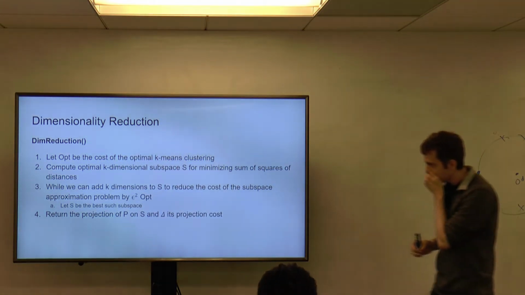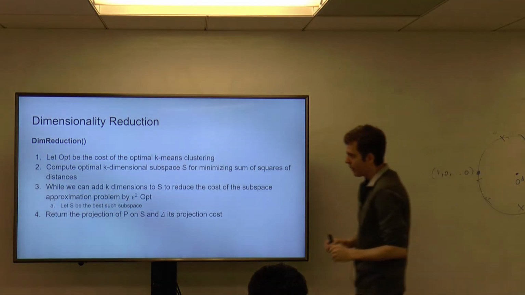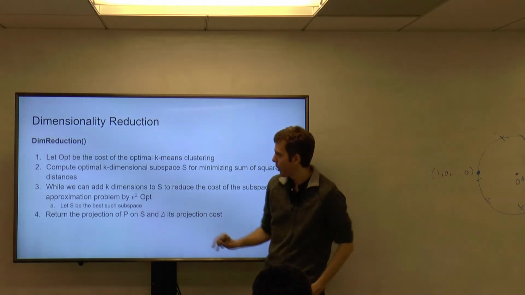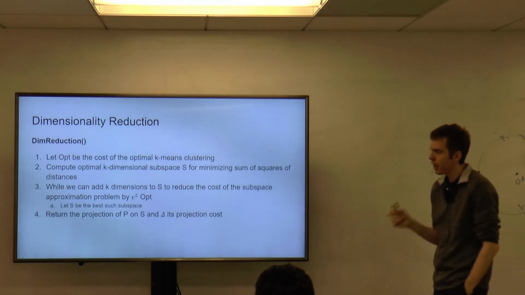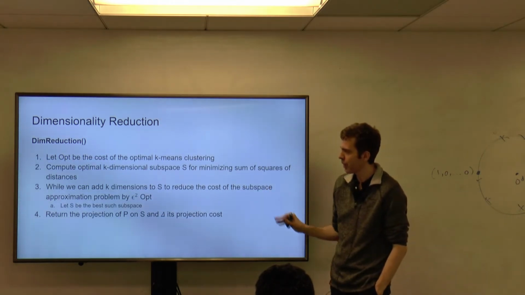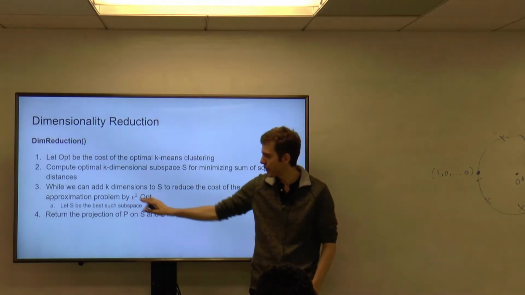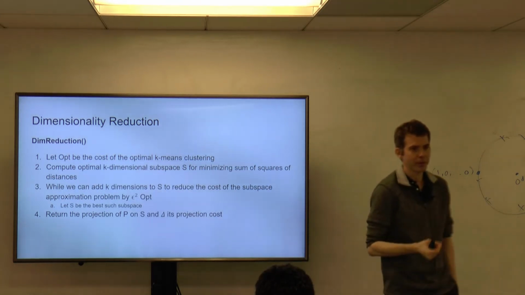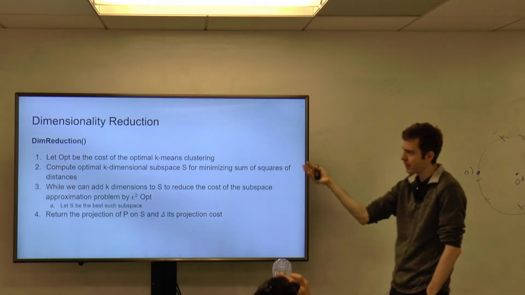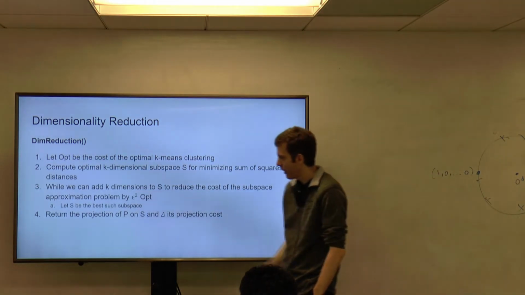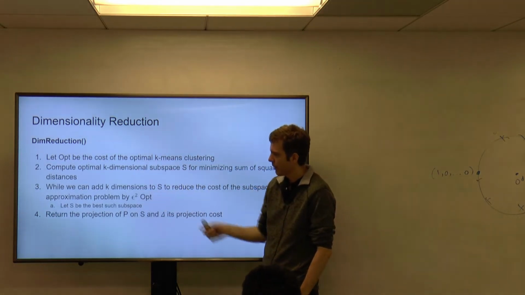Okay, so you start with S, and you have the following while loop. While you can add k dimensions to S to reduce the cost of the subspace approximation problem by epsilon squared opt, you do it. So you find k dimensions which reduce the cost by epsilon squared opt if possible. And you just repeat this.